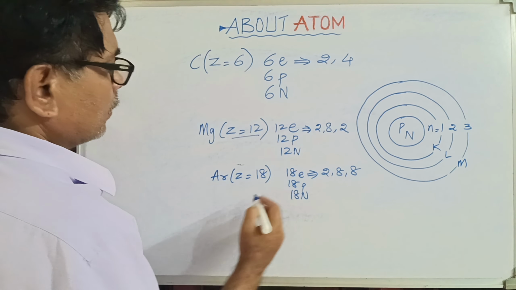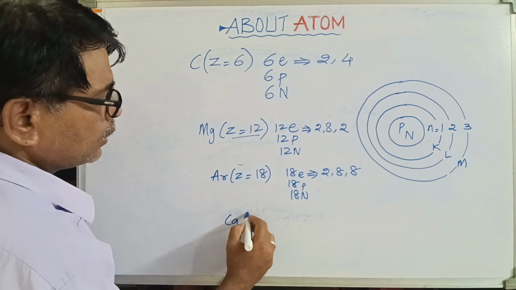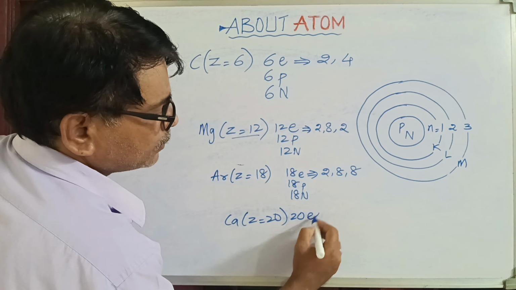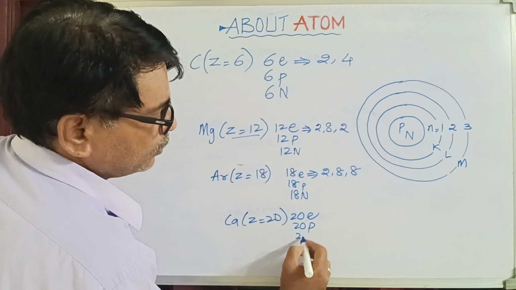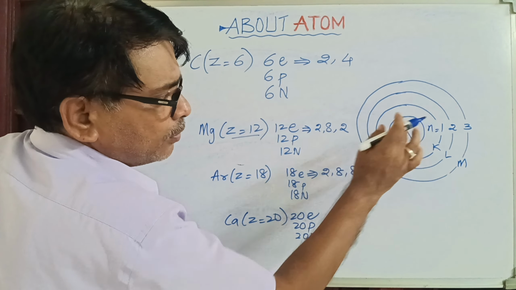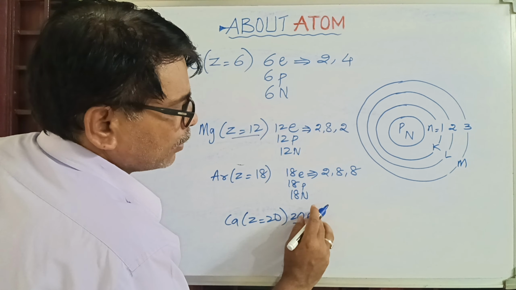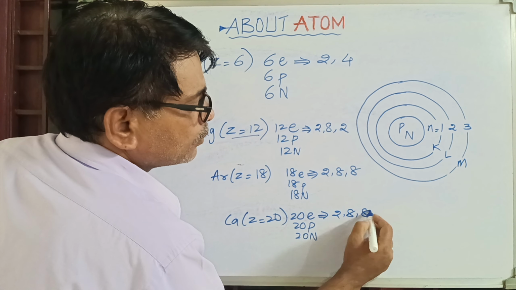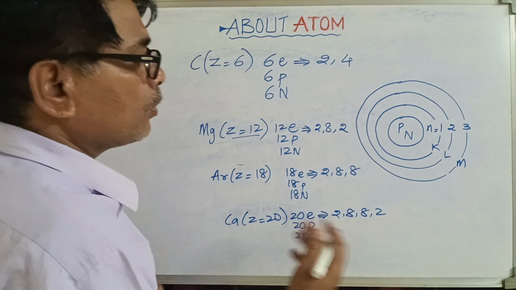It goes on. Suppose you take the example of calcium, whose atomic number is 20. It has 20 electrons, 20 protons and 20 neutrons. Protons and neutrons are fixed; they are available in the nucleus only. Now coming to the electrons, there are 20. So this is the electronic configuration: 2, 8, 8, 2.